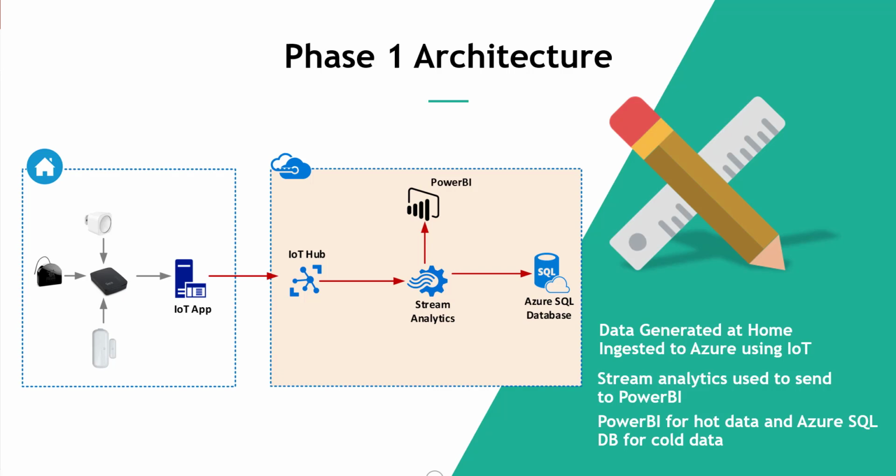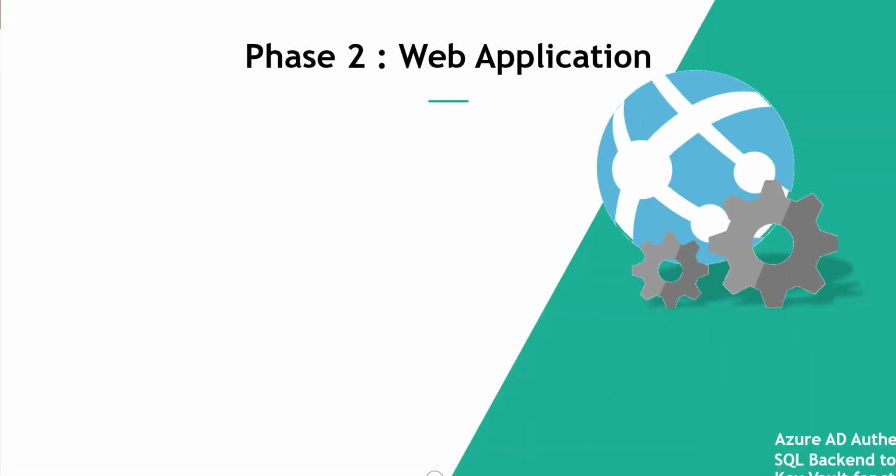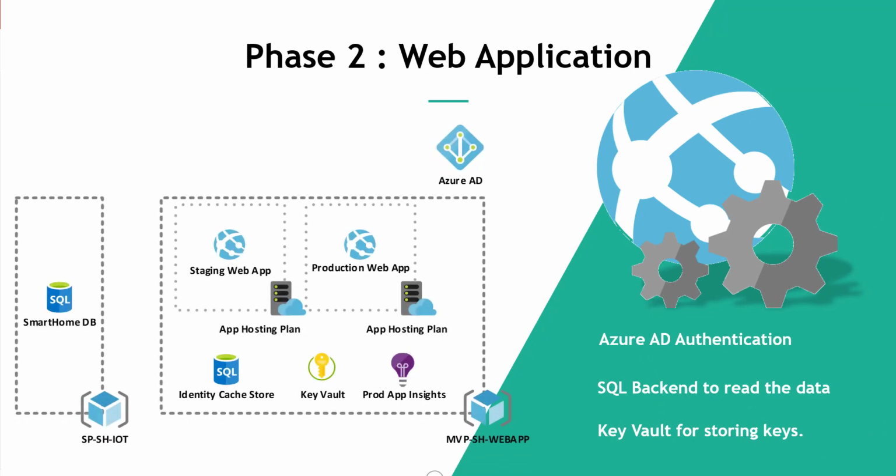I'm streaming the data snapshot of the state of each of these sensors through Stream Analytics. Information is fed to Power BI, and then the data is stored in a SQL database for cold analysis. So that's phase one, and that's all explained in a different video. In this video, I'm going to be focusing on the web application. So that's what I call phase two.